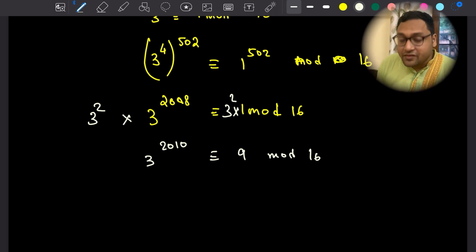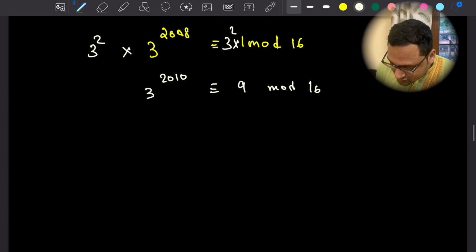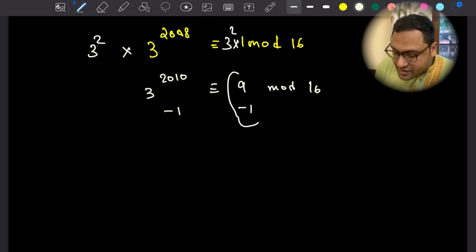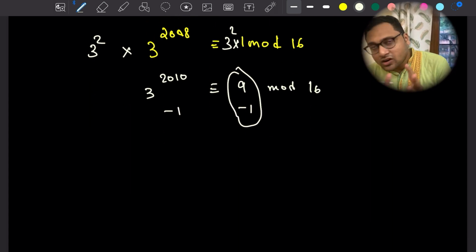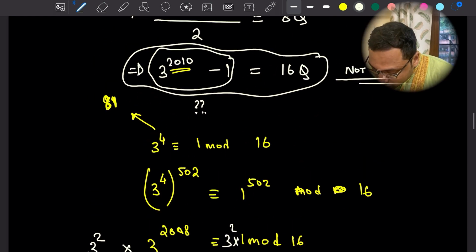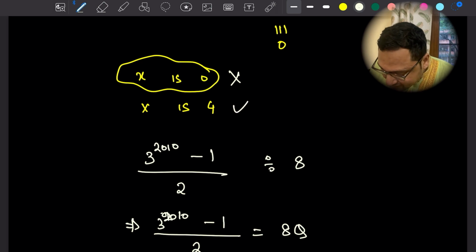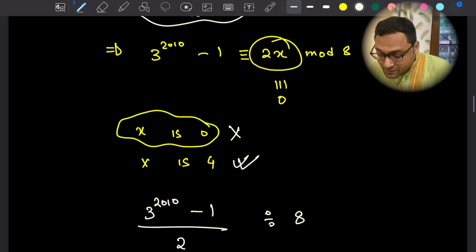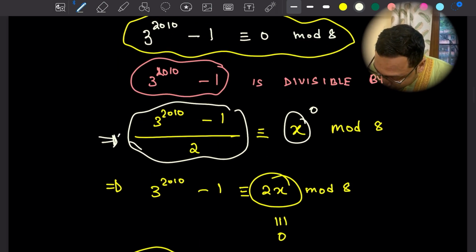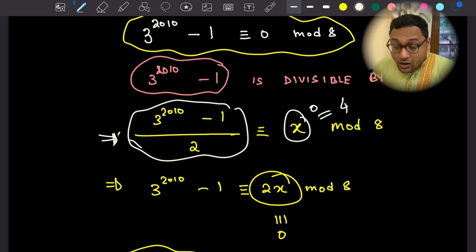It produces a remainder. If you just subtract 1, the remainder is 8. So it is not divisible by 16. So we know that this particular case is not possible. So x must be 4. So the final answer is 4. Okay, so this is not the best way to do this.